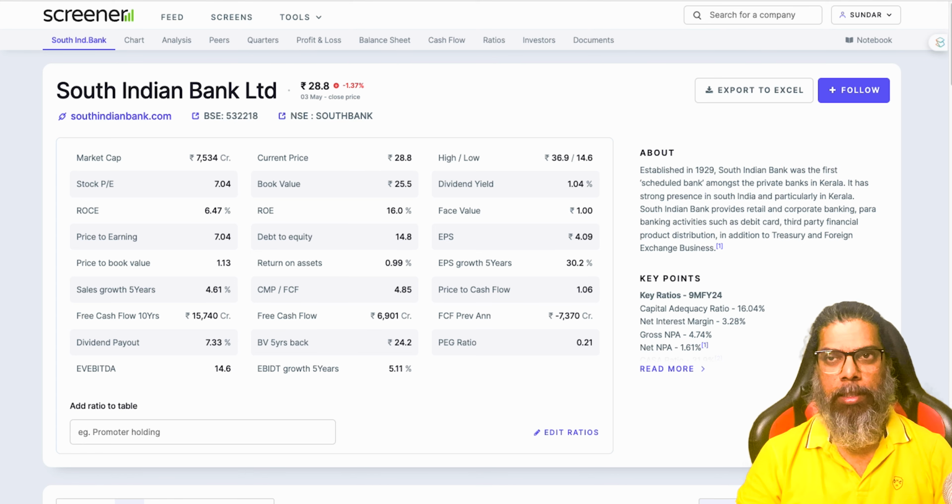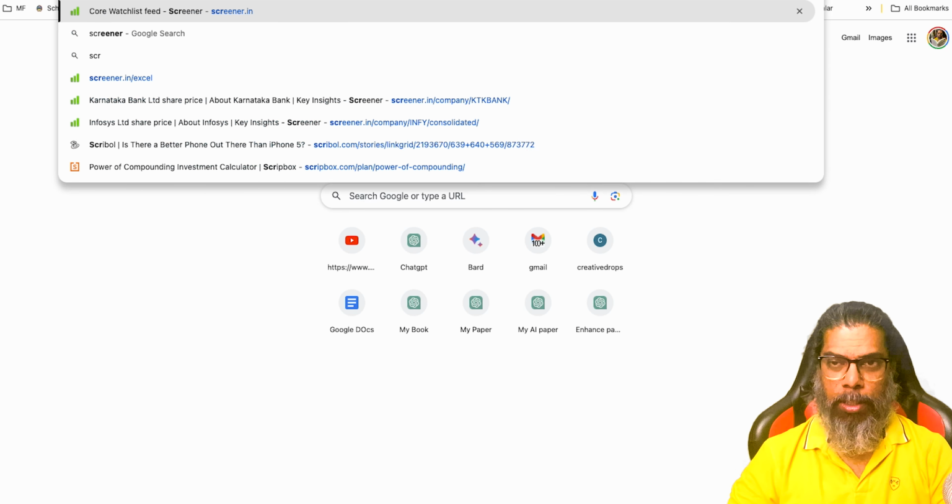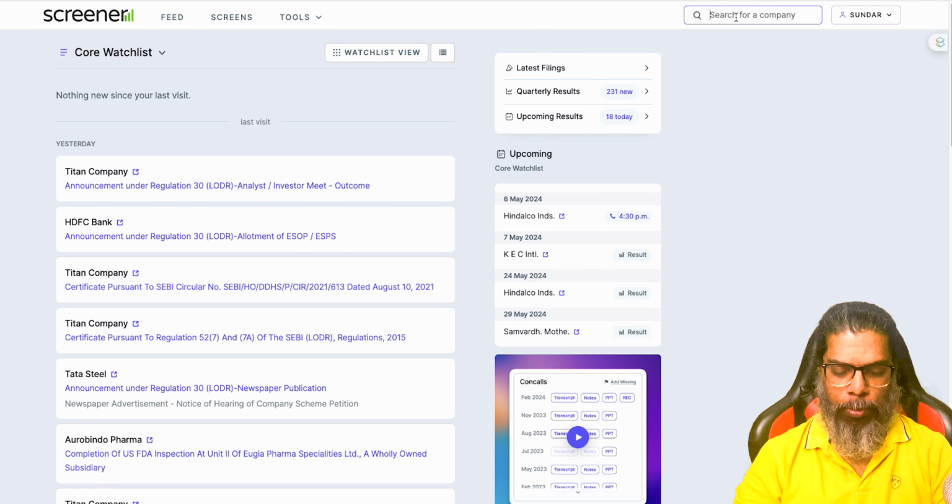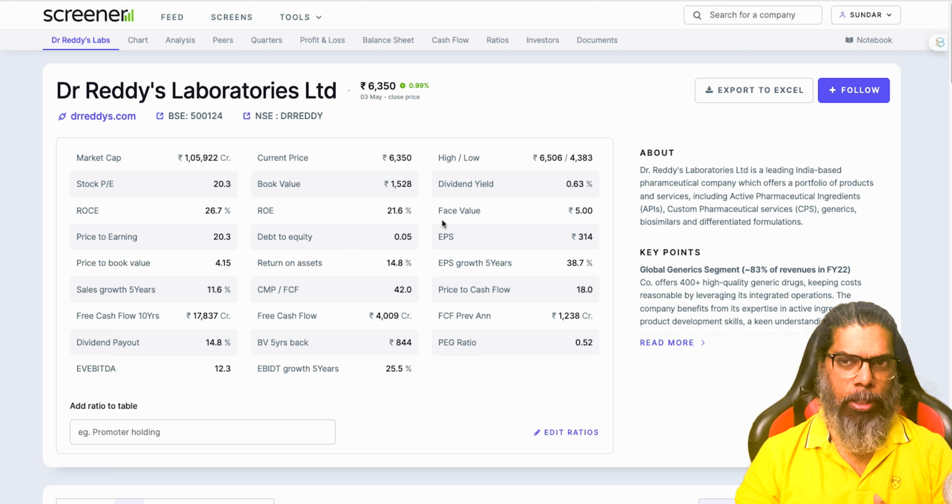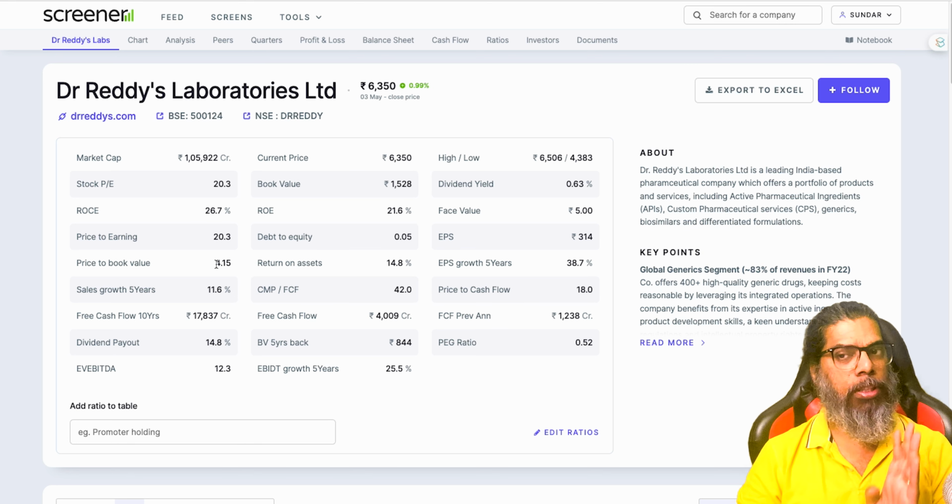Let's look at another thing. I'll show another example to demonstrate it, which is Dr. Reddy's. What I'm showing is the current value of 6,350. Its book value is 1,500. So price to book is 4 times. It's trading at 4 times. So by looking at the book value, it looks expensive. But for Dr. Reddy's, will I look into book value or the PE? I'll go for PE first, and then I'll come to PB.